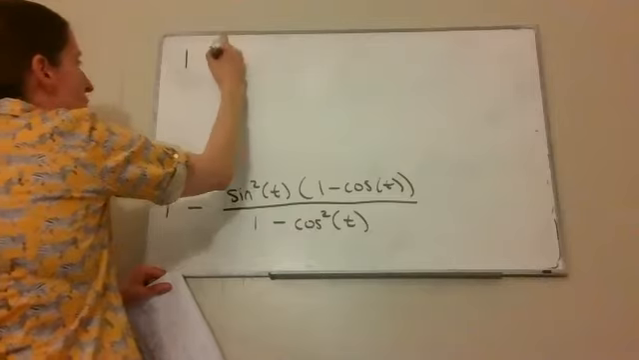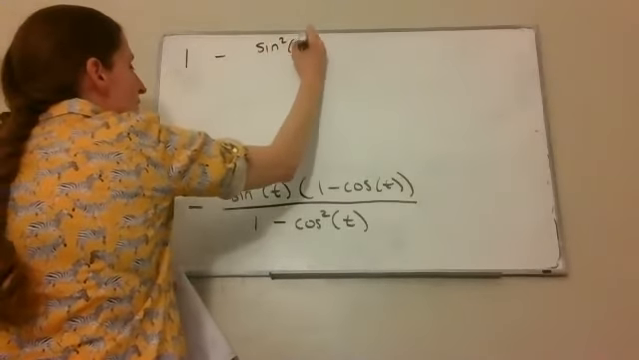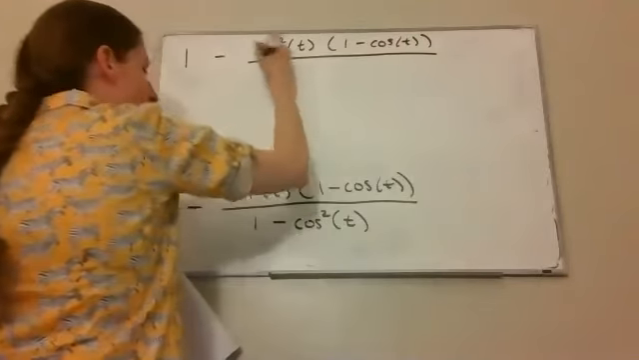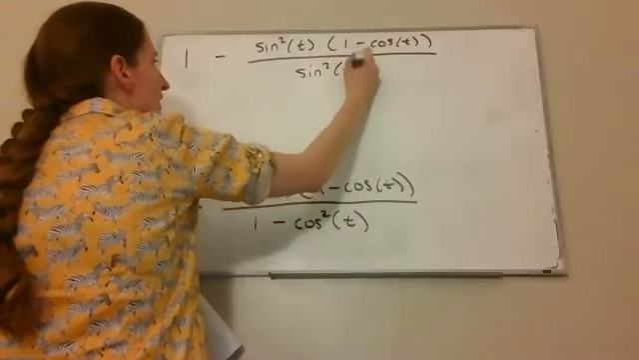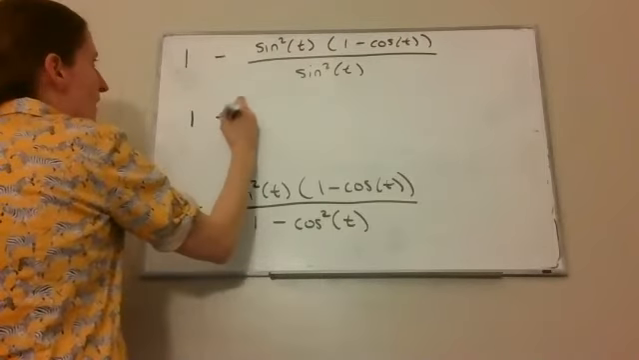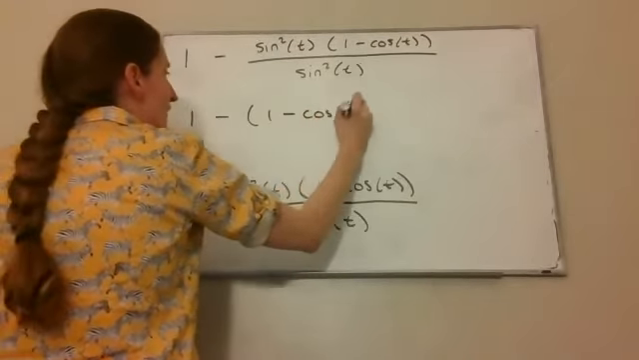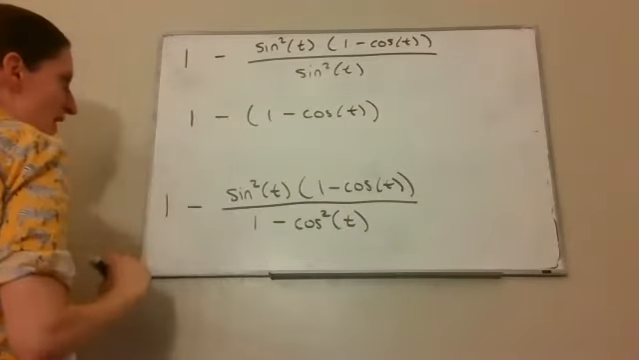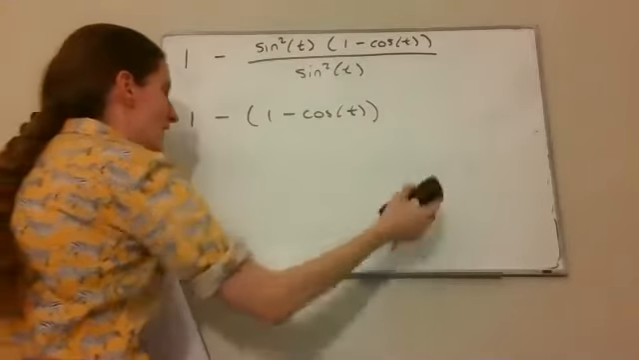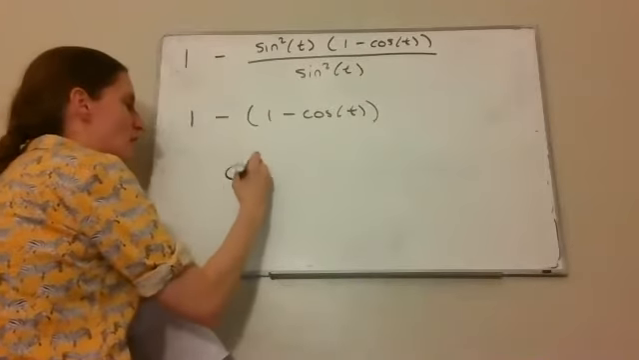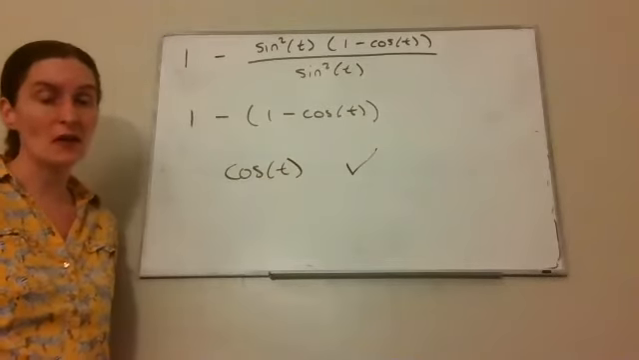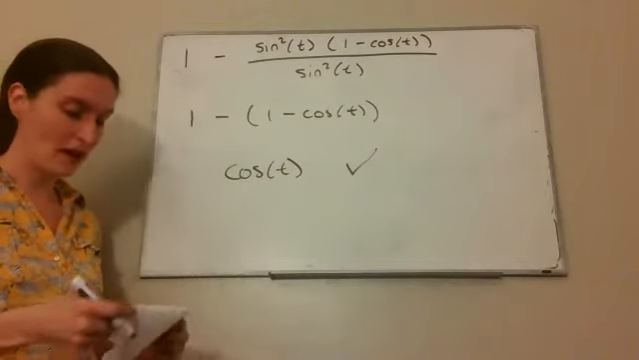So I now have 1 minus sine squared t times 1 minus cosine t all over sine squared t. And then my sine squareds get to cancel out. So I just get 1 minus a 1 minus cosine of t. When I distribute that negative, the 1 minus 1 goes away, and I get negative negative cosine t, which is positive cosine t. And that was the right-hand side of what I was trying to show. So this identity also checks out.